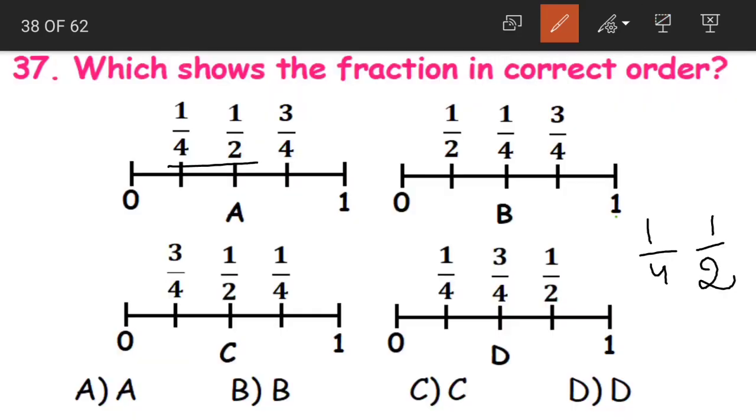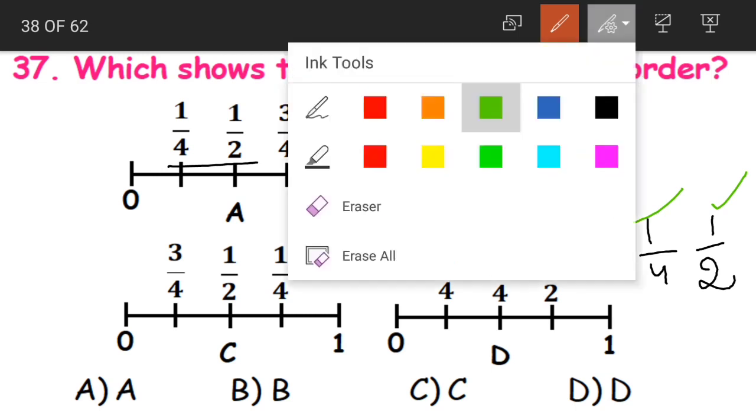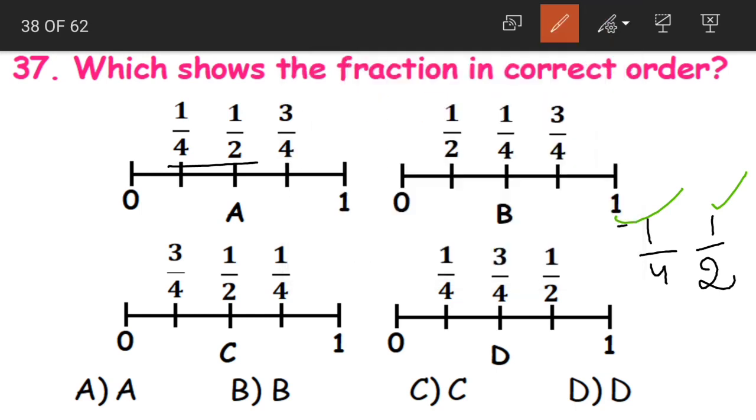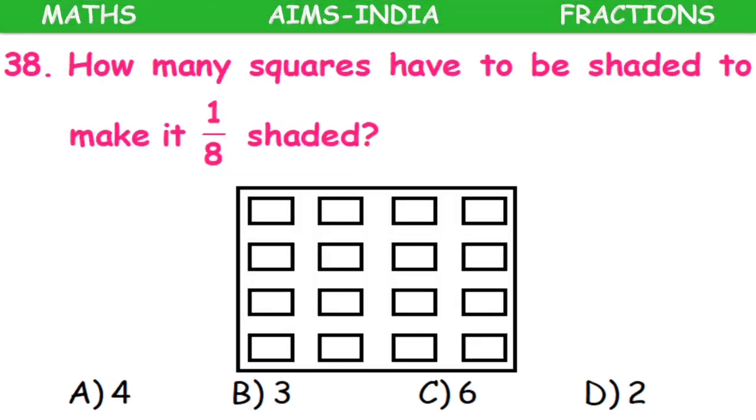Okay, but for now you remember that first we have 1 by 4, then we have 1 by 2. Yes, clear? Then after that we have our 3 by 4. This is a little bit complex problem, but for now you learn more about it in your further classes. But for now, this concept is clear, right? First we have 1 by 4, then we have 1 by 2, and then we have our 3 by 4. So option A is showing the correct number line.